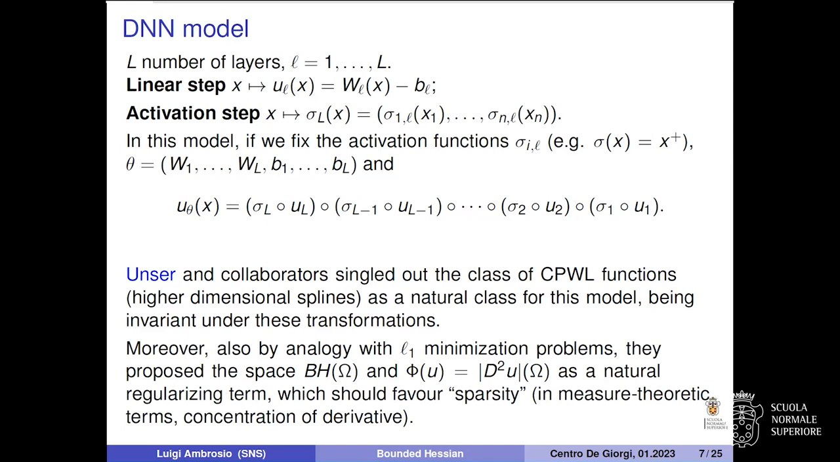Moreover, and here there is the analogy with the L1 minimization, they proposed the use of the space BH, which I define in a moment for those of you who don't know it, and as energy, the total variation of the second derivative of u is a natural regularization term. You should think of this as a continuous analog of the L1 regularization, with the idea that this regularization should favor, again, sparsity. Well, of course, if you are in the continuous setting, sparsity means somehow concentration of the derivative.